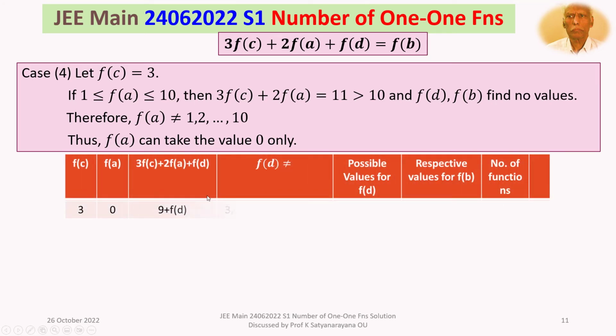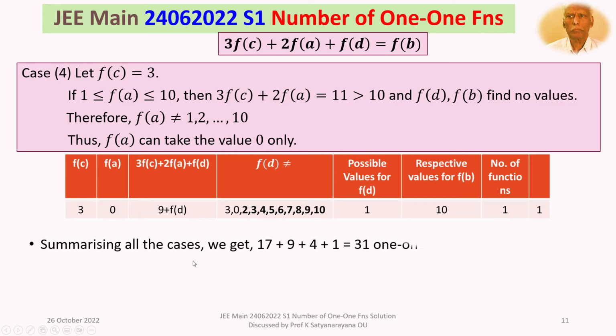So this is (1, 3, 0), 9 plus f(d), and f(d) cannot take 3, 0. If f(d) takes value 2, then 9 plus 2 is 11, it exceeds 10, and a similar argument will follow. You will get the possible value for f(d) as 1, and you will get one function. So summarizing all these cases, we get 17 plus 9 plus 4 plus 1, that is 31 one-to-one functions. The answer is 31.